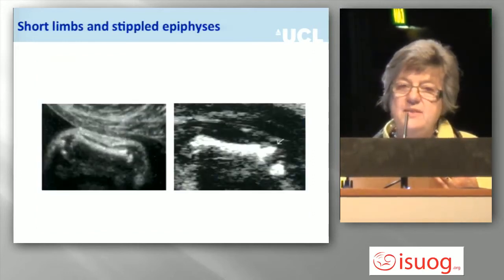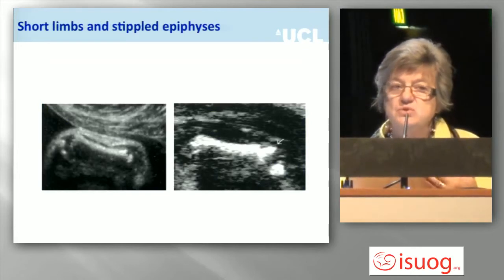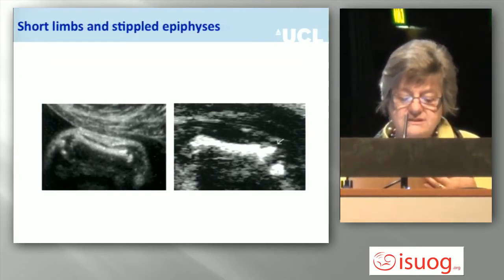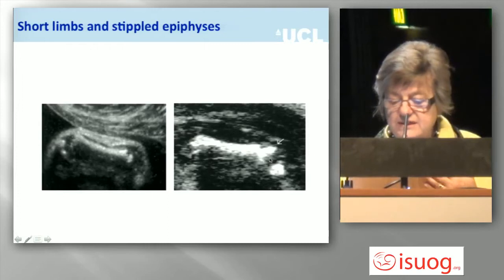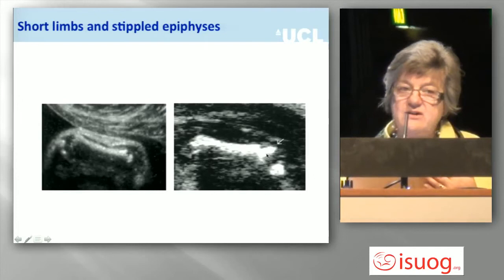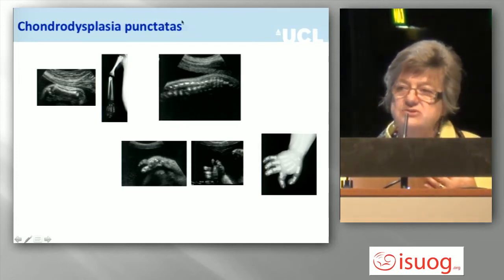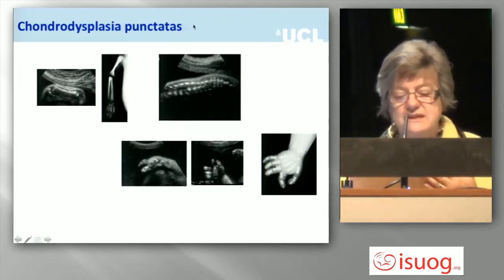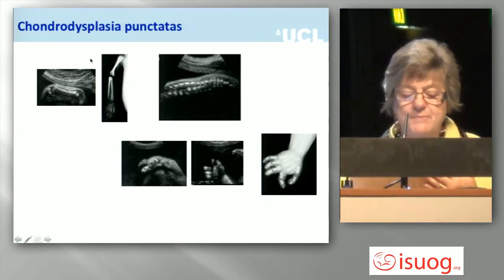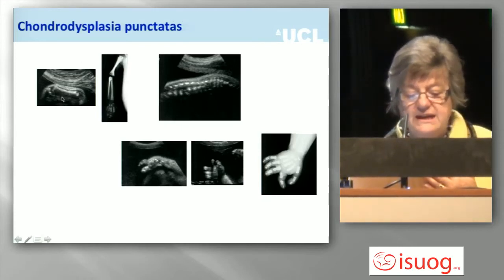Now, what about looking at the epiphyses? So some babies have short femurs and stippled epiphyses. If you look, this is a stippled epiphysis here. And this really does narrow down your diagnostic range. These occur as part of the chondrodysplasia punctata, of which there are a number. So here you can see the prenatal X-ray here, the prenatal ultrasound here with the stippled epiphyses. Postnatally, you can see this extra calcification at the epiphyses here.